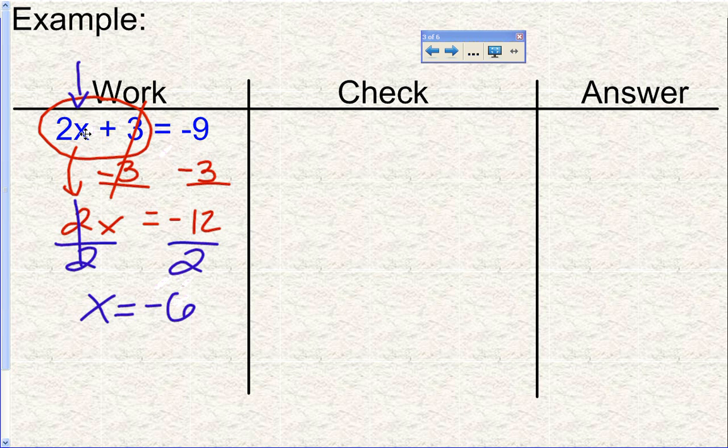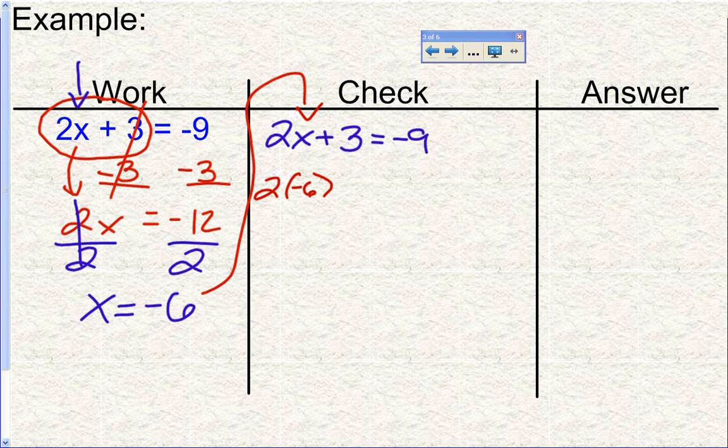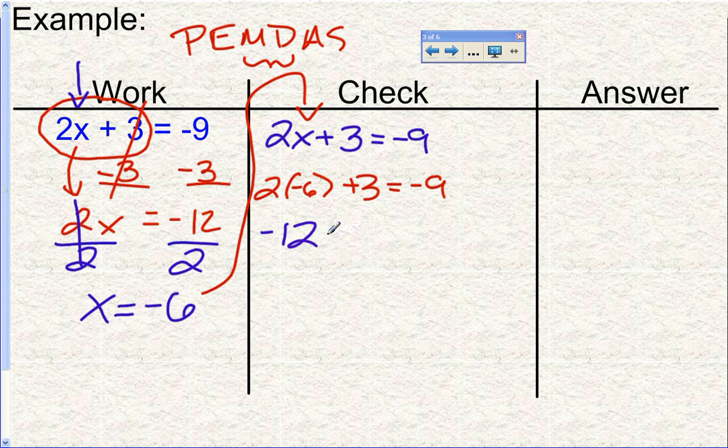Let's plug negative 6 in for x and see if 2 times negative 6 plus 3 is really equal to negative 9. If it is, then we know we got the right answer. So I'm going to rewrite the problem here. And now I'm just going to plug in the negative 6 for x. So 2 times negative 6 plus 3 equals, hopefully, negative 9. You have 2 times negative 6 plus 3. You've got to remember, please excuse my dear Aunt Sally, PEMDAS. So that tells us that we do multiplication and division before we do addition and subtraction. So that means we're going to multiply 2 times negative 6 next. We're going to get negative 12 plus 3.